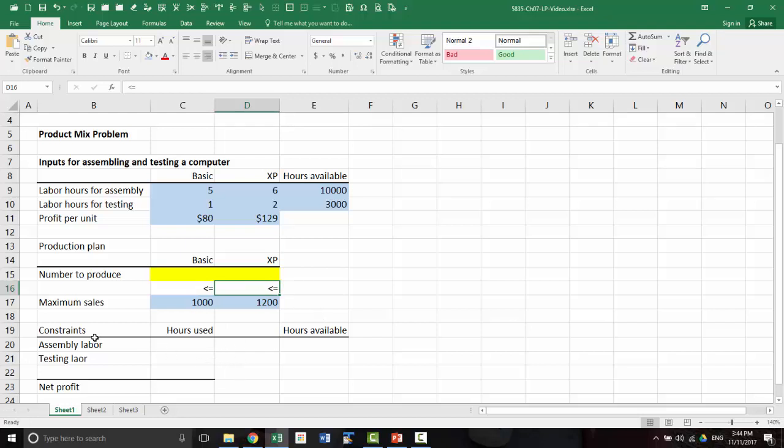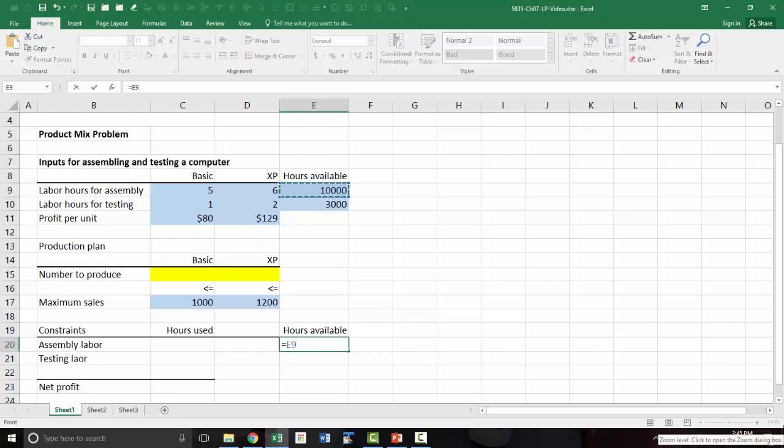Okay. Next is the labor hours constraint. So now we have to figure out how many hours are needed to produce these many basic and XP, and the hours available. So here is 10,000 and 3,000. So I'm going to use a formula like that. So whatever is in E9 will be reflected here. And once again, this is the best practices convention. A particular number you enter once at the top, and then you refer back whenever you need that number. You refer back to that number with a cell address like this, E9.